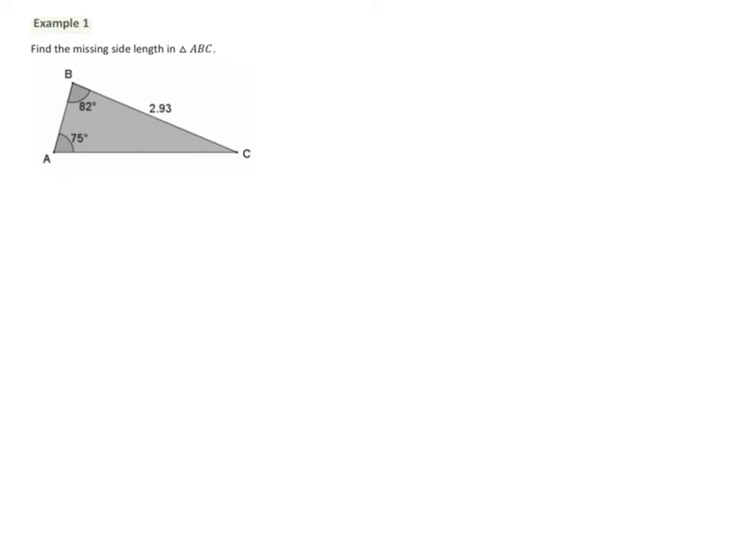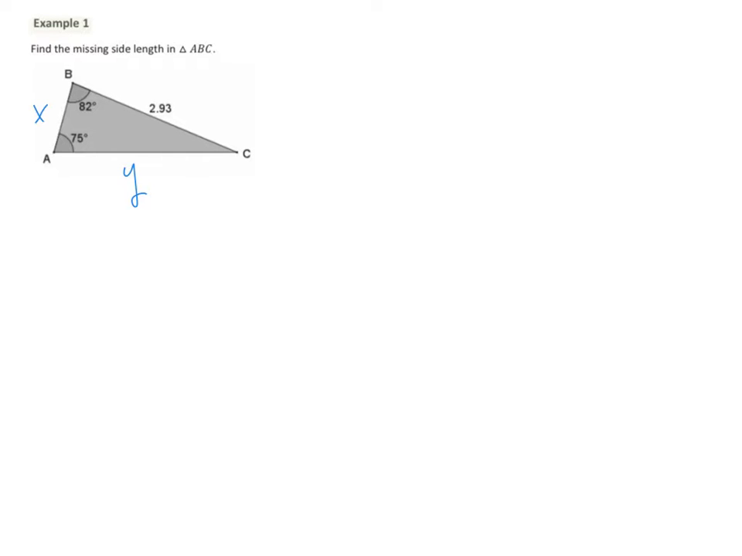Alright, so we've gone over the different types of triangles and what we see and what we need. So here it says, find the missing side length in triangle ABC. I'm assuming it means both side lengths because it didn't really say. So let's find x and y.